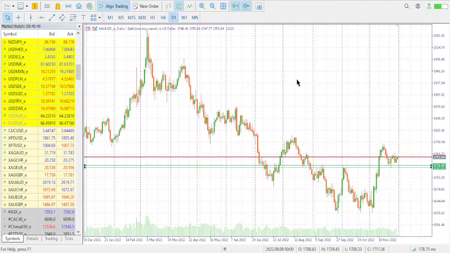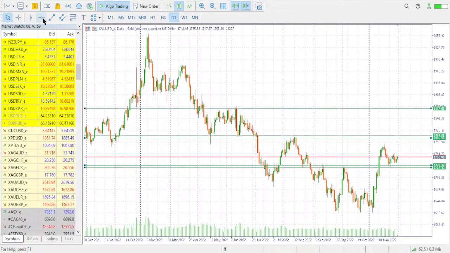Our first target will be this line here, and then the next target will be this line here. So we are looking for a buy here. Our first target is this one, the next target is this one here.